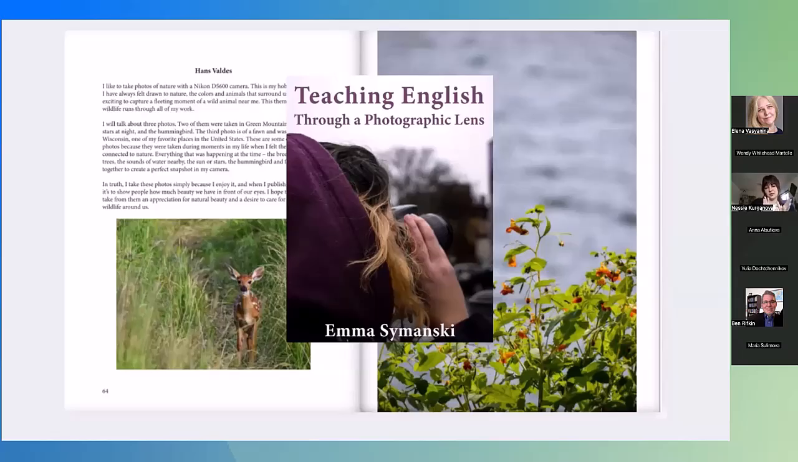Another example that I just want to highlight, this book is available for free online, also from English. Emma Szymanski is a photographer. So even though all of us are casual photographers in our daily lives, if someone is interested in more professional artistic photography, that also translates very well into a language classroom.